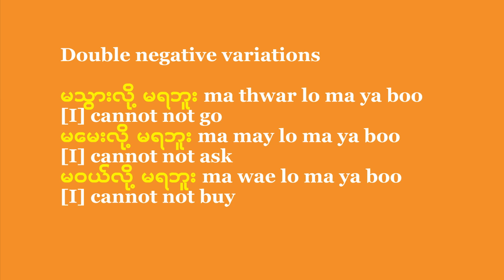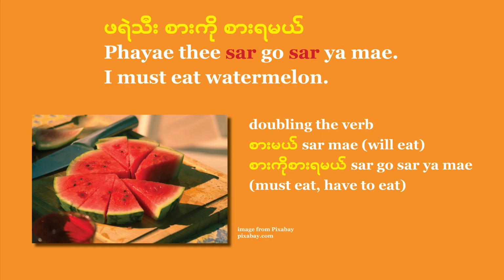Now the last way, perhaps the most complicated way for English speakers, is the repetition of the verb. To say I must eat watermelon, you can say payedi sayame. I have to eat watermelon. You can also say payedi masalu mayabu. I cannot not have watermelon. The last way is payedi sago sayame. This last format cannot even be translated into English because that kind of repeated verb, suggesting that action in the verb has to happen, has to occur, is quintessentially Burmese.